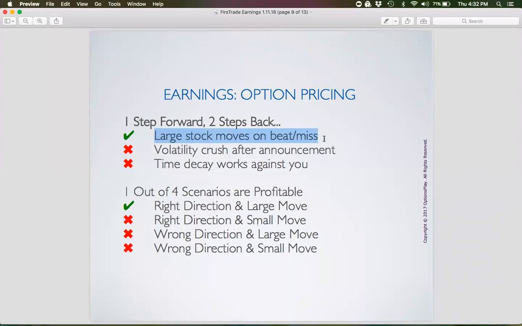But at the same time, there are 2 things that are working against you. Number one, this is what we call the volatility crush. Volatility, because right before earnings is very uncertain, so you have lots of volatility.